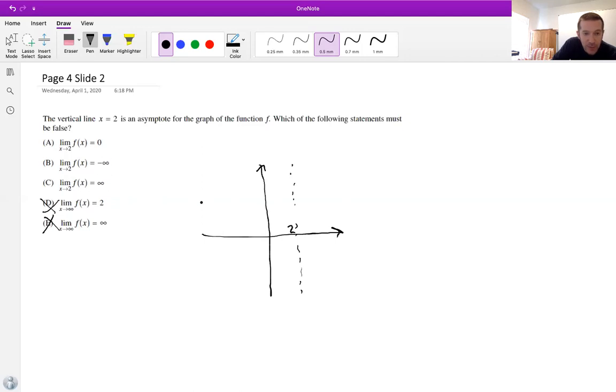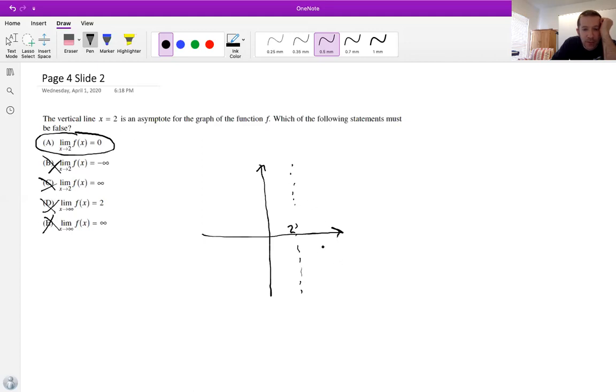So is it possible that as you approach 2, it equals infinity? Yeah, that would be like it shoots up this way, both directions. So this could for sure be true. Like it could look like that. I would say that this limit doesn't exist because it approaches infinity, but this is saying as x approaches 2, it approaches infinity from both sides. That certainly could be true. And then this one says negative infinity, which is the same thing, just going down. The only one that has to be false is this one.